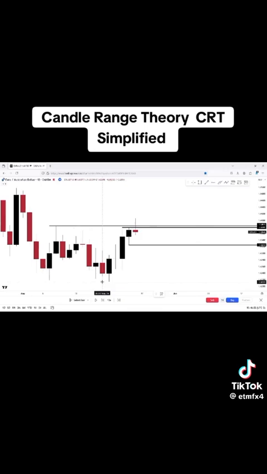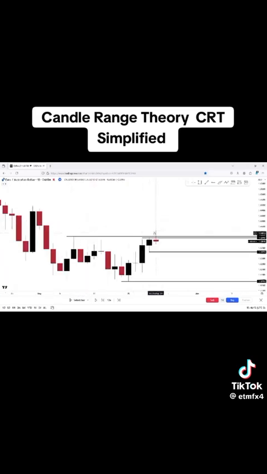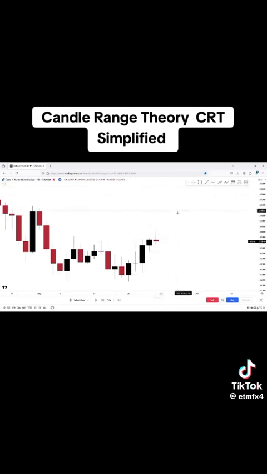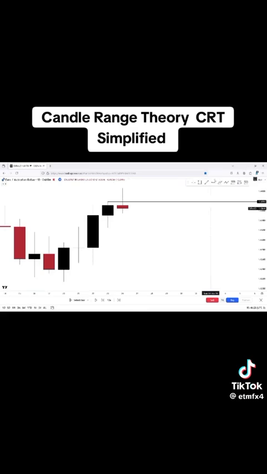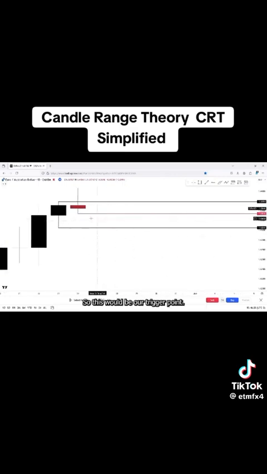So you look at this swing high right here, this swing low, this is the macro range. So not only did price come back and close back inside of this candle's range, price took out major liquidity and came back inside of the macro range. So this is the high of the range. This is the low of the range. And now let's look at our trigger point. So this would be our trigger point.